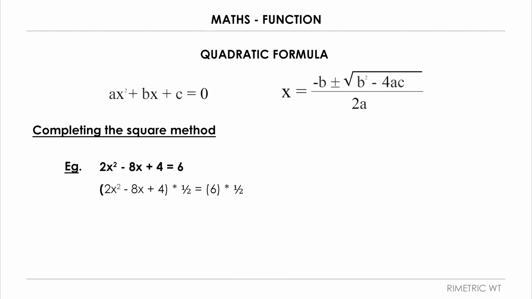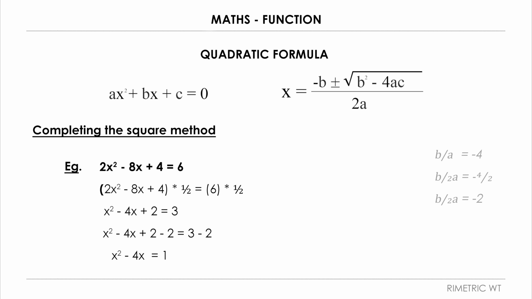So, after dividing all by 2, we get x squared minus 4x plus 2 equals 3. Then we isolate the constant, which is 2, so we subtract 2 from both sides and get x squared minus 4x equals 1. The final step will be taking half of the middle term's coefficient, squaring it, and adding that value to both sides to maintain the equality. The middle term, or the coefficient of x, is negative 4, so we divide negative 4 by 2 and get negative 2. Then we square negative 2 and get 4.